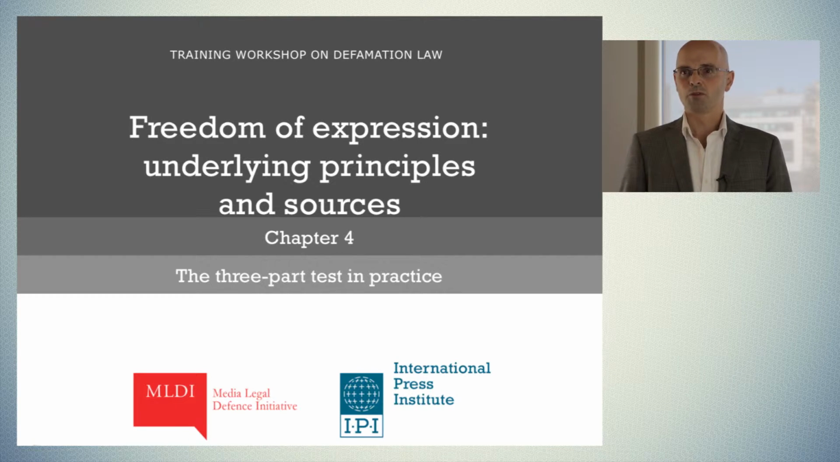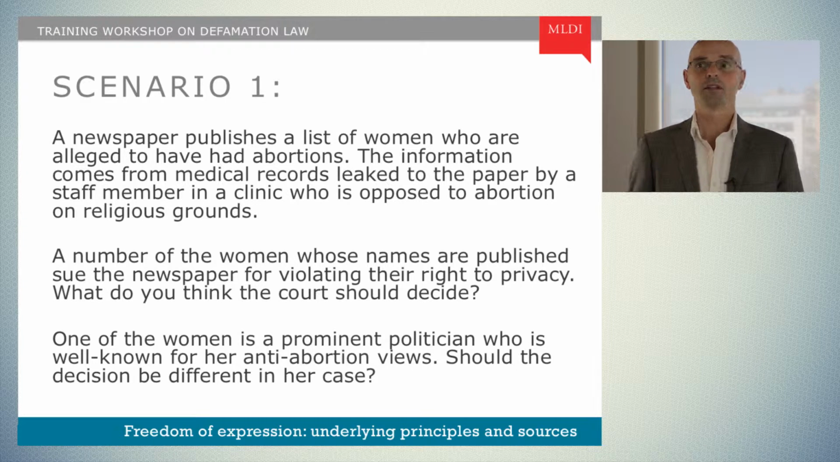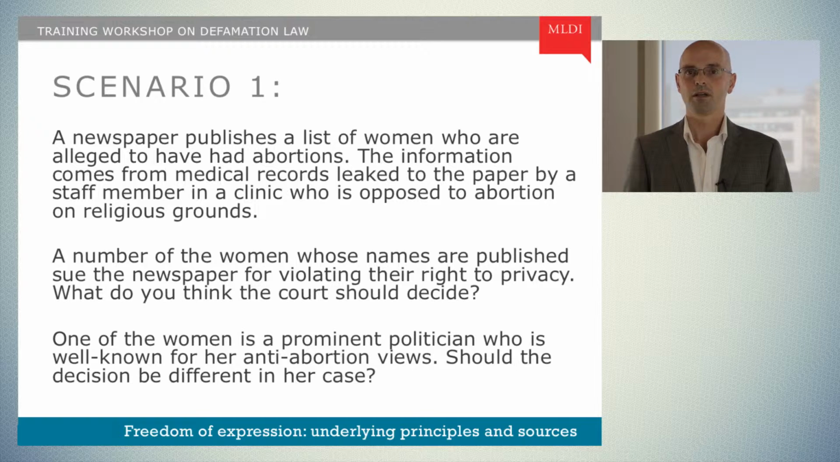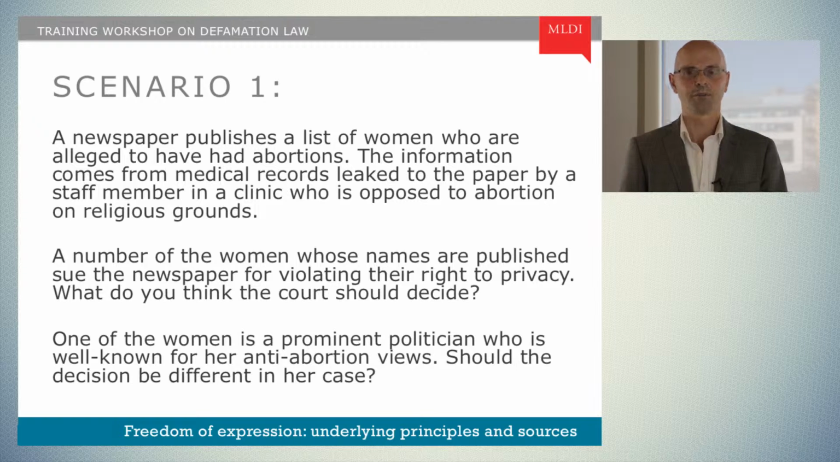Having discussed these general principles, it may be instructive to consider how they apply to real-life situations. So let's continue the following scenario. A newspaper, say in a religiously conservative country, publishes a list of names of women who are alleged to have had abortions. The information comes from medical records that have been leaked to the paper by a staff member in a clinic who is opposed to abortion on religious grounds. A number of the women whose names are published sue the newspaper for violating their right to privacy. How should we approach this case?